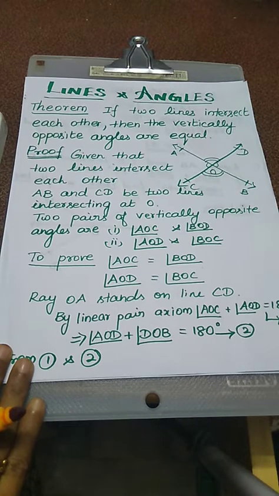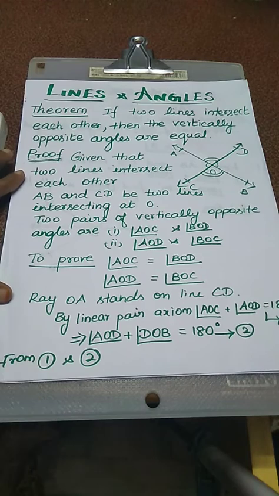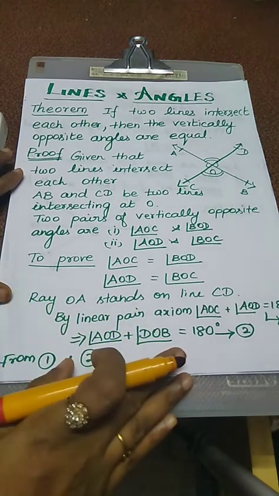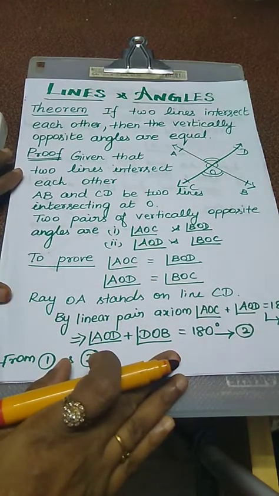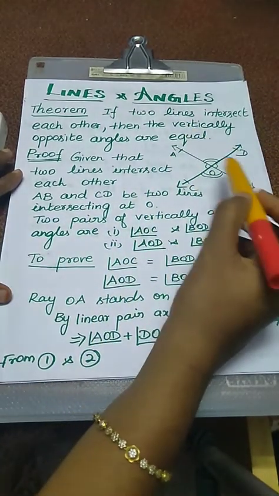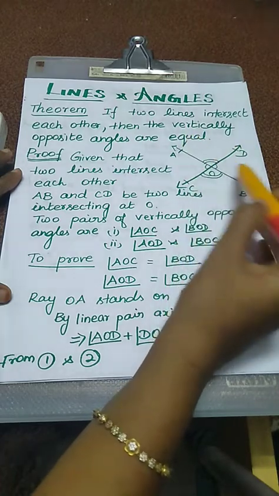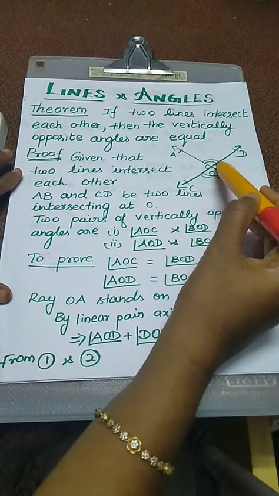Now I am going to explain the theorem. If two lines intersect each other, then the vertically opposite angles are equal. In the statement above it is given that two lines intersect each other. So you have to take AB as one line and CD as one line. Okay, these two lines intersect at a point O.